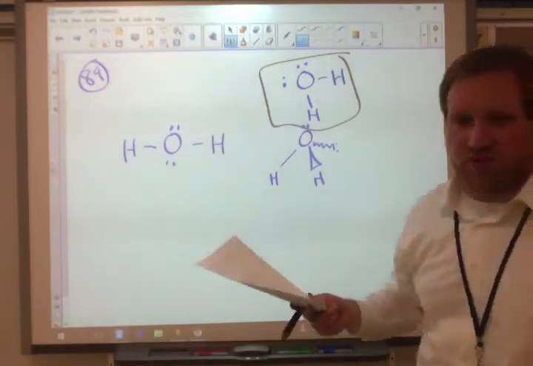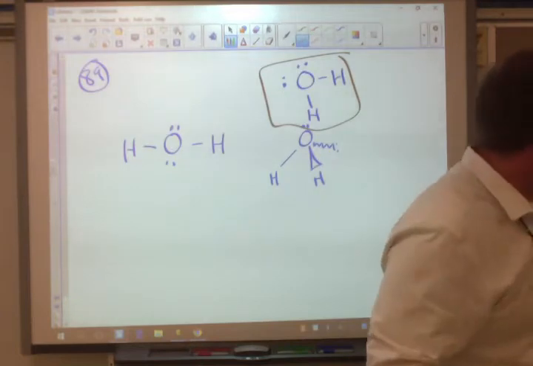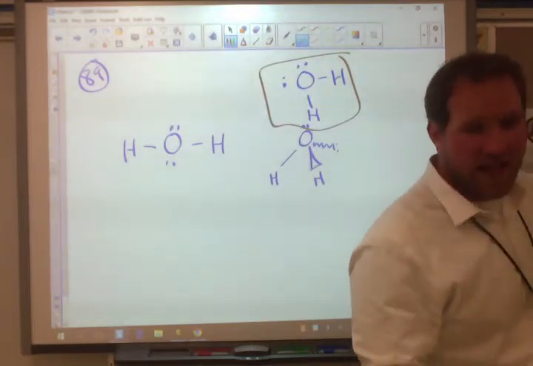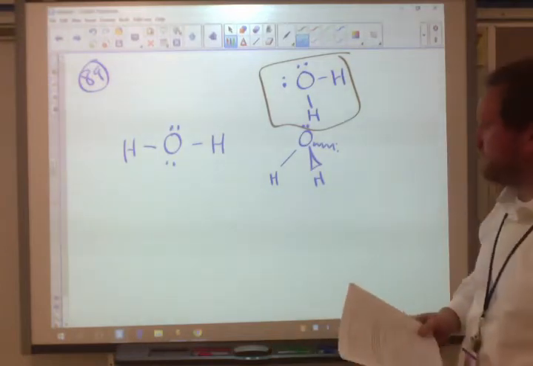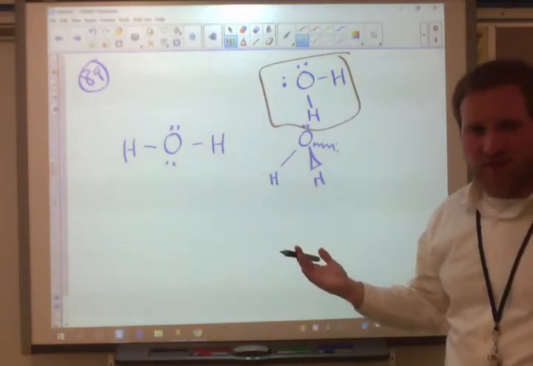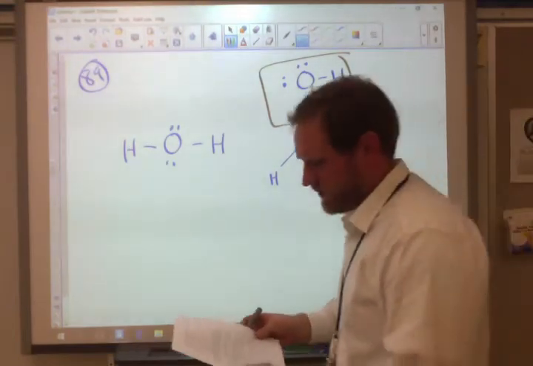I mean, if you look at pretty much anything else, CH4, CO2, Cl2, H2, F2, these are all gases at room temperature. So why is H2O able to stay a liquid at room temperature? That's because of these hydrogen bonds, strong IMFs.